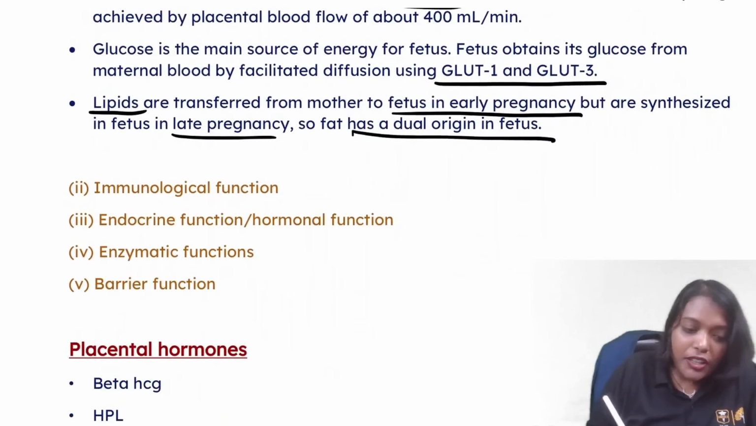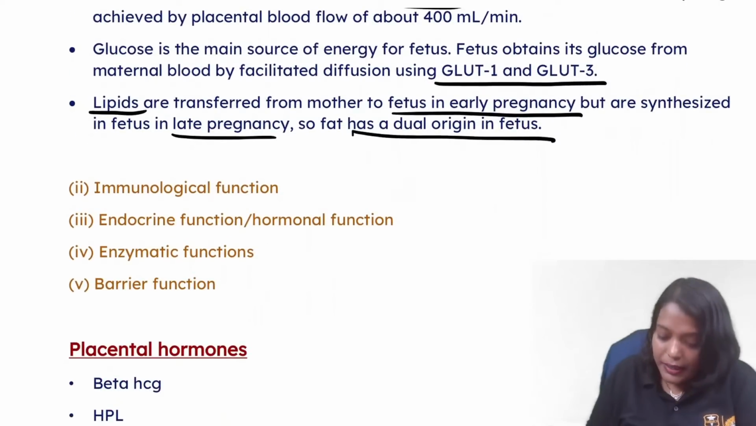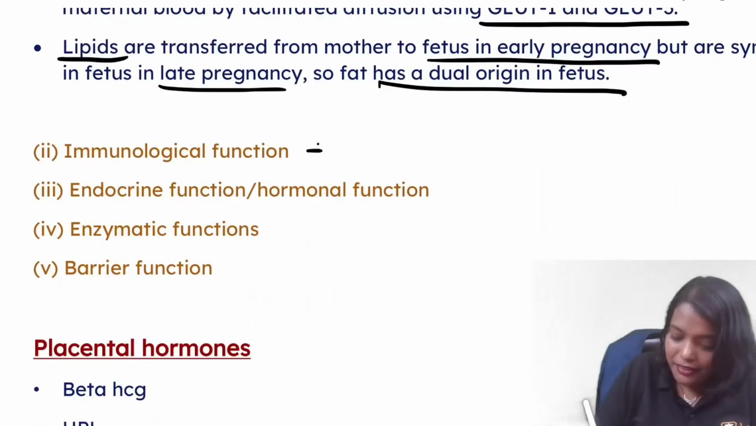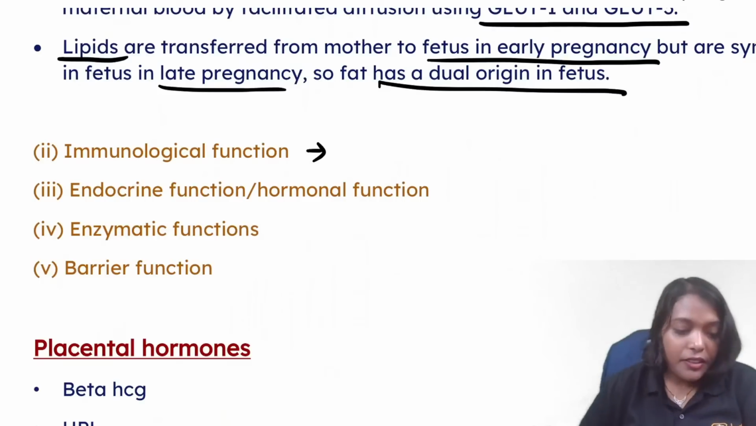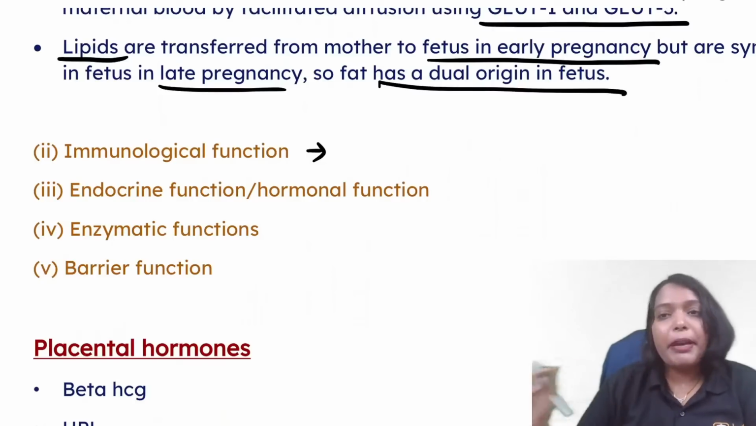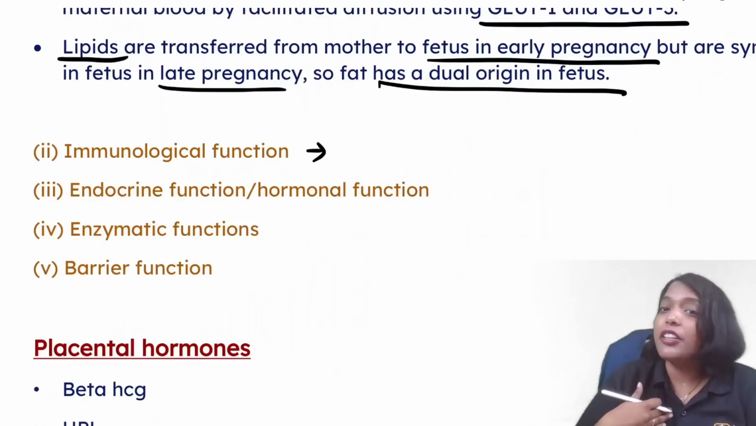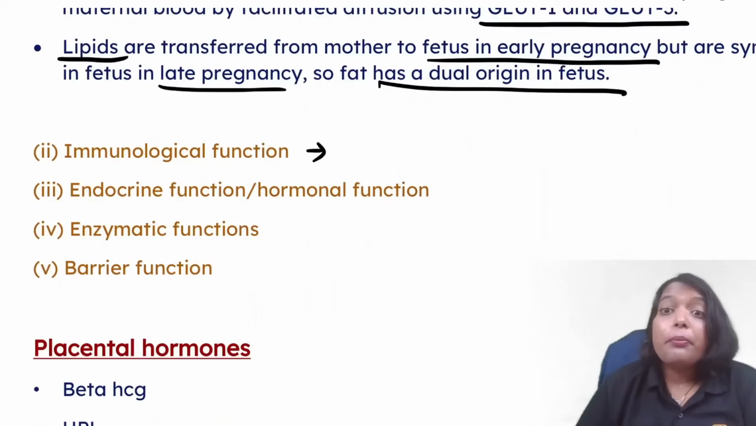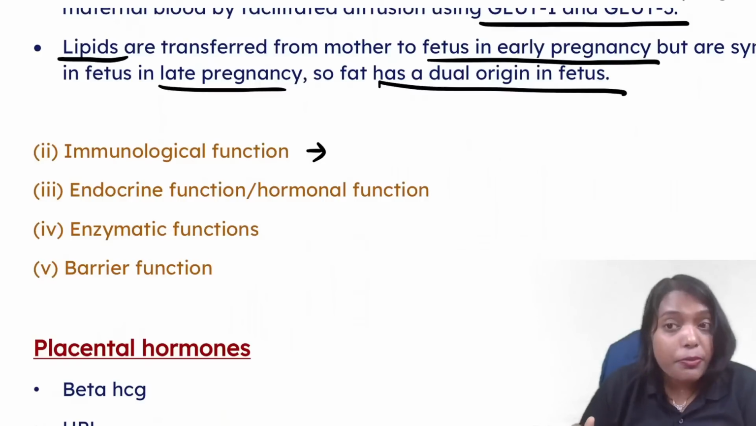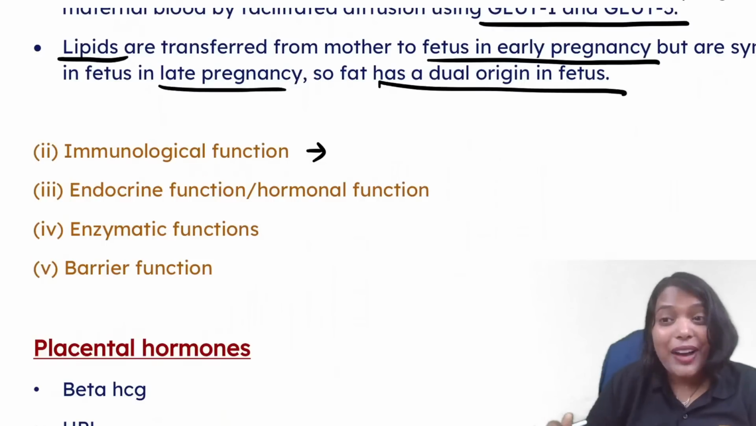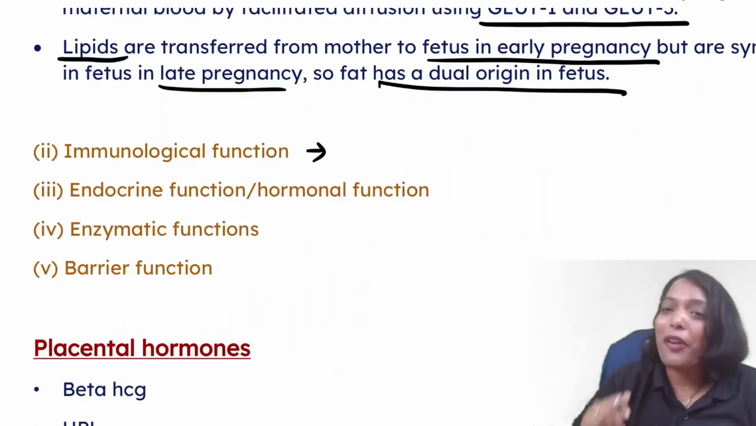So coming to the immunological function. What does immunological function mean? The baby is made up of both mother and father antigen. Then also we never reject the baby. Why don't we reject the baby? When the baby is made up of both mother and father, when the father is a new antigen to me, why don't I reject the baby? That is the immunological function which the placenta is playing. On the villi, there is no HLA expression. That is why we never see the fetus as a foreign body.